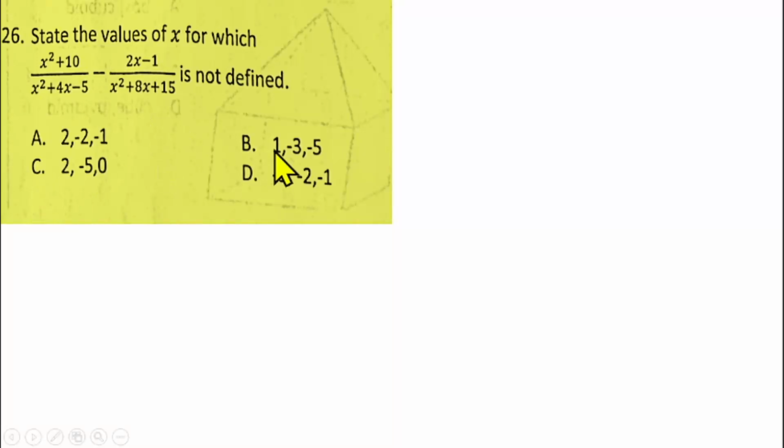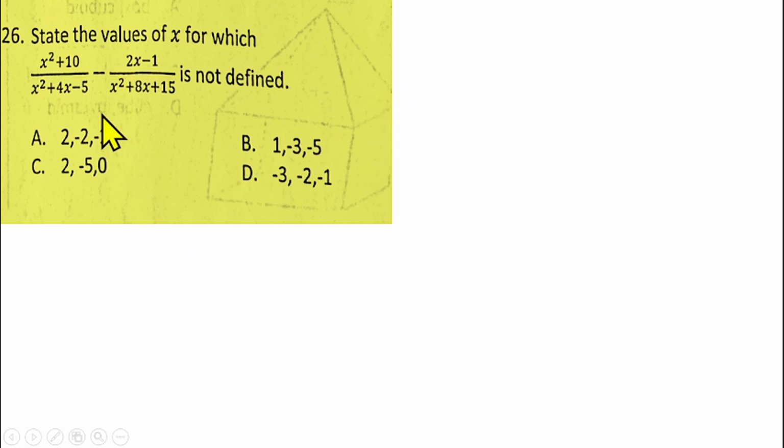Then question number 26 is from the algebraic fraction. In this case we have to state the value of x for which this fraction minus this fraction is not defined. And we know that a fraction is not defined when the denominator is equal to 0, and we cannot apply that yet until we combine this to become a single fraction.